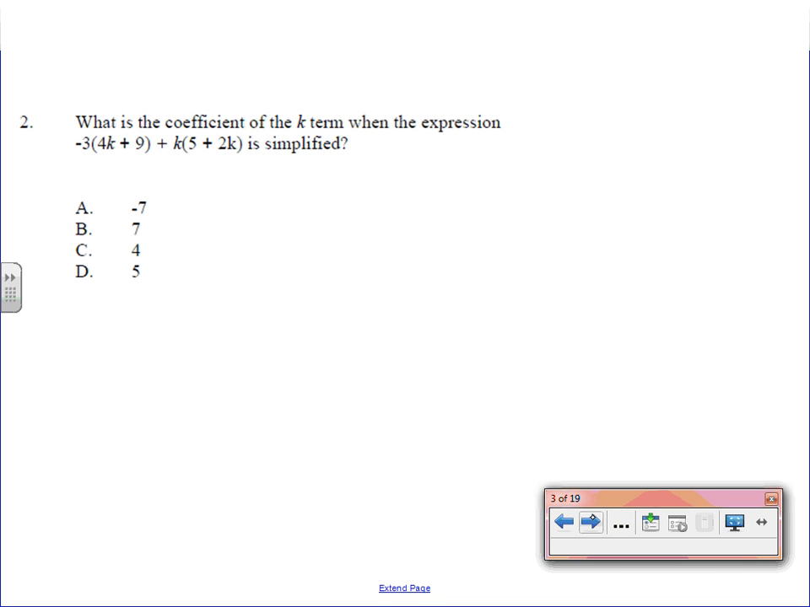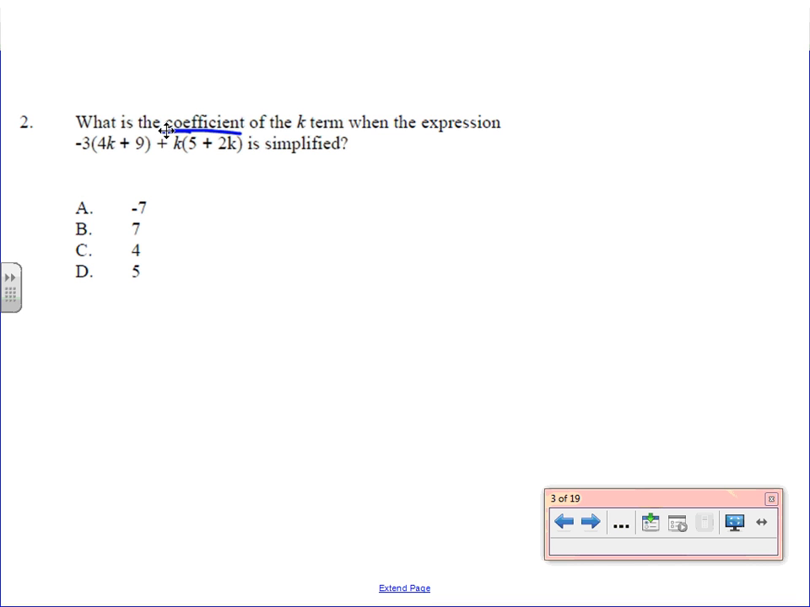Number 2 says, what is the coefficient of the k term in the expression negative 3 times 4k plus 9 plus k times 5 plus 2k? First of all, coefficient. What does that word mean, coefficient? The number before the variable. By the way, guys, you'll notice over there on our word wall, we've added some more words, and coefficient is one of those. If you forget what a coefficient is on the test, you can look right over there. It's in the darker, kind of dark blue there. Coefficient is the number in front of the variables.